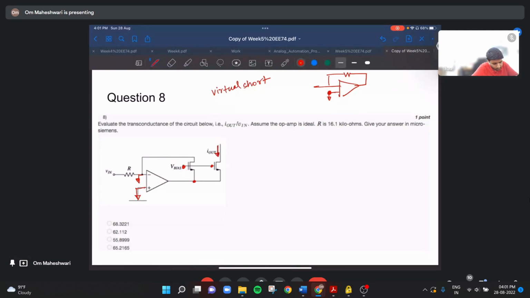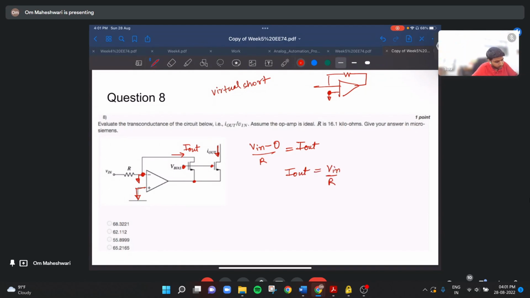If this is I out, here also it will be I out only, right? So if I apply KCL at this node, what will I get? V in minus V0 by R equals I out, which equals V in by R.